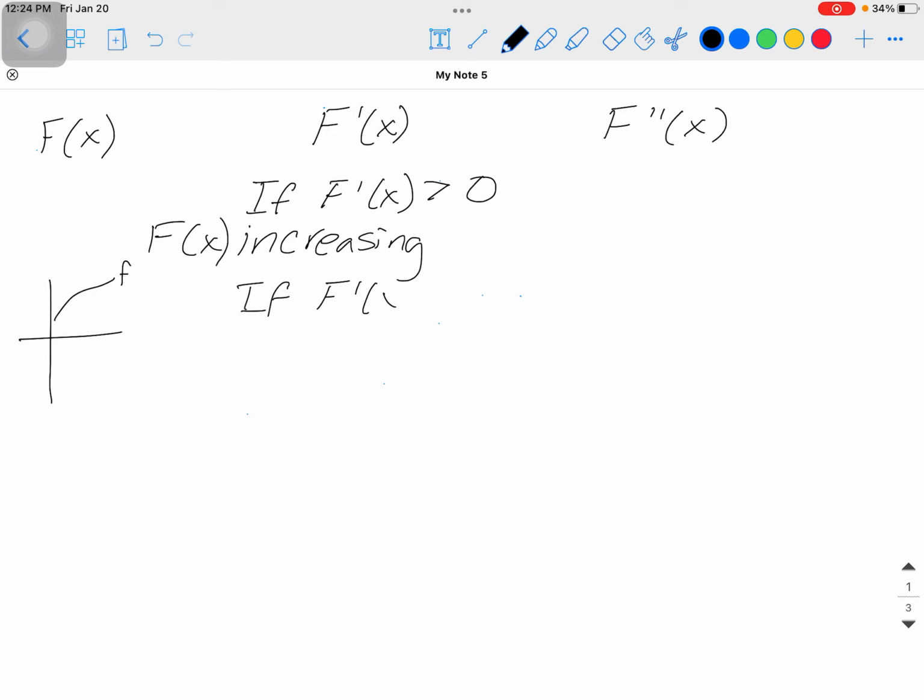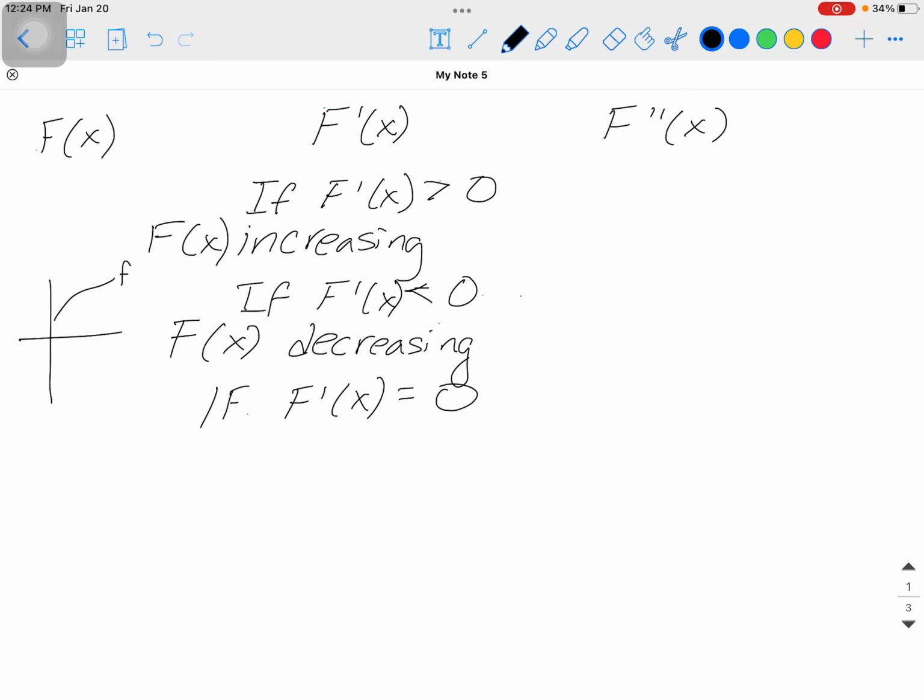If f prime of x is less than 0, also known as negative, then we can say that f of x is decreasing. And there's only one number left we haven't considered, the only number that's not positive or negative, and it's if f prime of x actually equals 0, then we can say that it's neither increasing or decreasing.